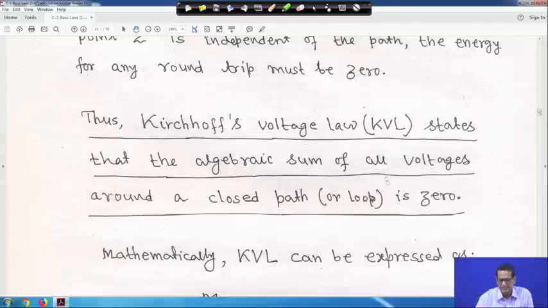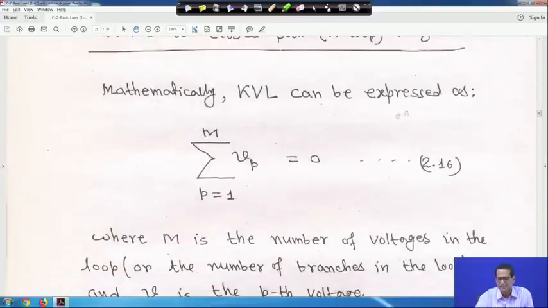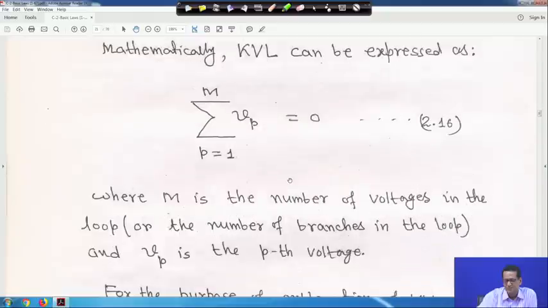Now, mathematically the KVL can be expressed as the sum from p equal to 1 to m of Vp equal to 0, where m is the number of voltages in the loop, or the number of branches in the loop, and Vp is the pth voltage.